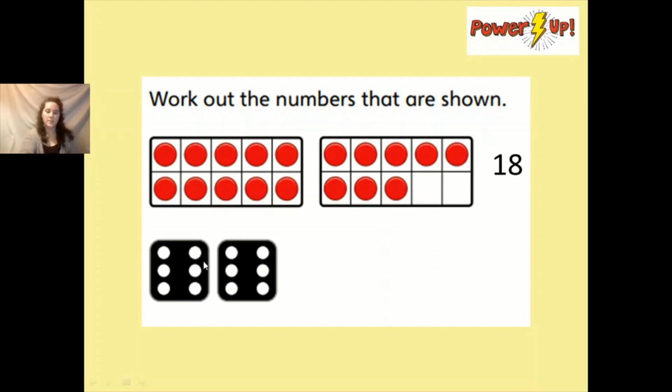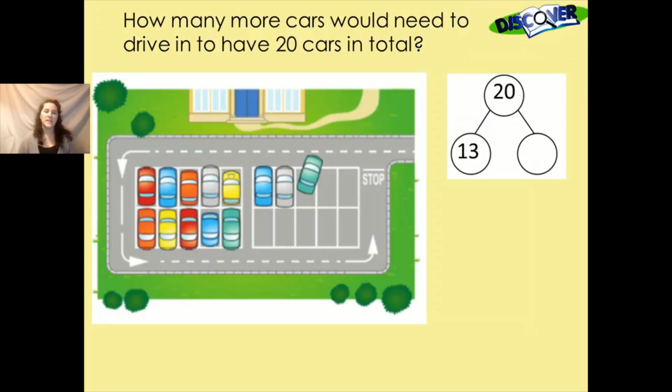Right, let's look at the next one. How many is being shown on the dice? Brilliant, 6. So I don't need to count them, I can just see that. And I'm going to count on from 6 to see how many there are in total. Are you ready? So there's 6 here, 6, 7, 8, 9, 10, 11, 12. Brilliant, there are 12 in total. Right, let's discover today's learning.